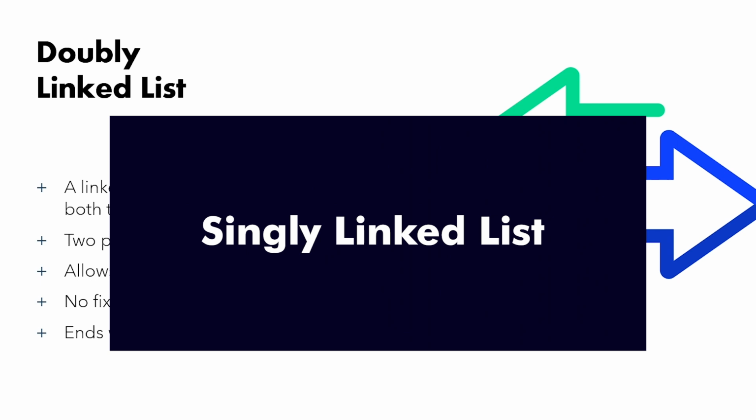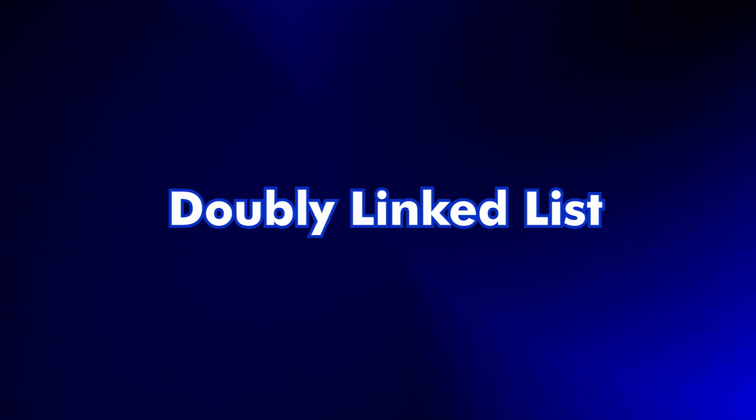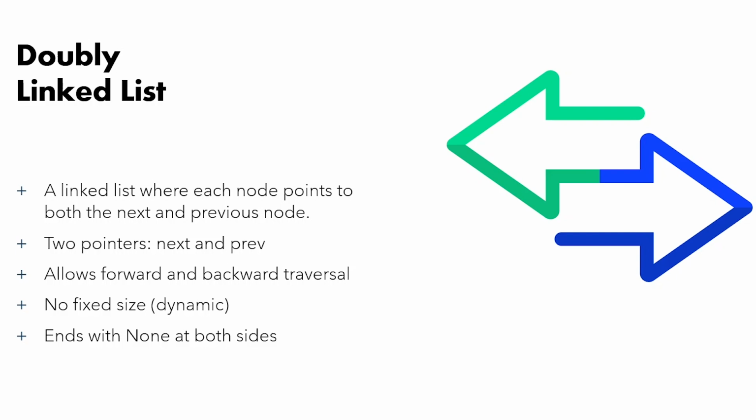So far, we've been learning about the singly linked list. In a singly linked list, we can only move forward. But what if we want to be able to move forward and backward? Then we need a doubly linked list. In a doubly linked list, we have 2 pointers. We'll have the next and the previous. But in a singly linked list, we only have next. We don't have previous. So this way we can be able to move forward and backward.